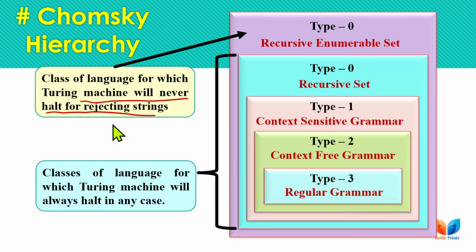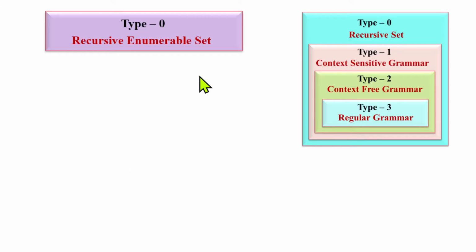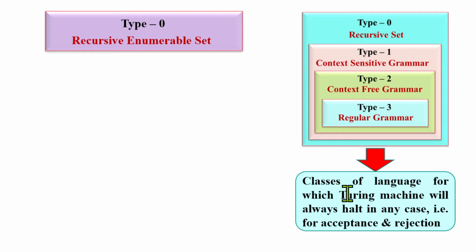So let's have the details of these categories. We have just written type 0 and the recursively enumerable set separately to describe the details of these two classes. Here, this complete box is the category where the Turing machine will always halt in any case, meaning in case of acceptance as well as for the rejection that we have discussed earlier.